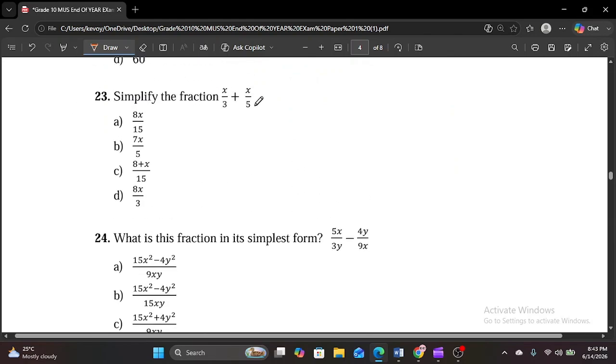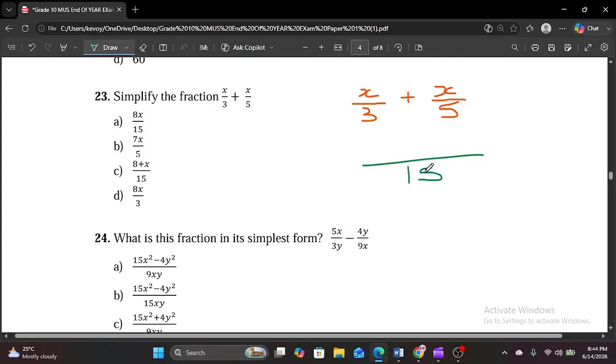All right, so we're asked to simplify this fraction right here. So we'll just add it first. So we're just going to write it over this side. So x over 3 plus x over 5. All right. So what we're going to do is just find the common denominator right there. So the common denominator between 3 and 5, that's going to be 15.